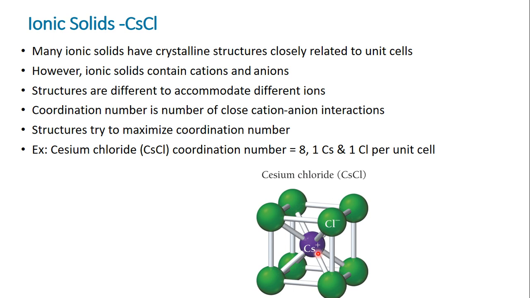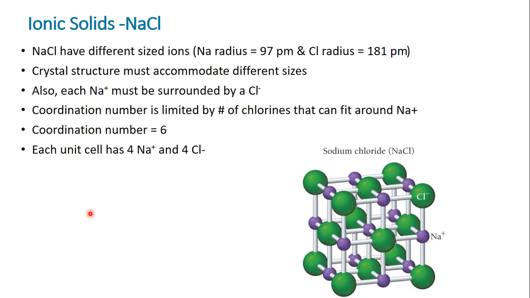Here we have cesium chloride. Our coordination number is 8, and our unit cell is 1 cesium per 1 chlorine. And this looks like a unit cell we've actually seen before in our previous videos. The next type of example structure we're going to look at is for NaCl.